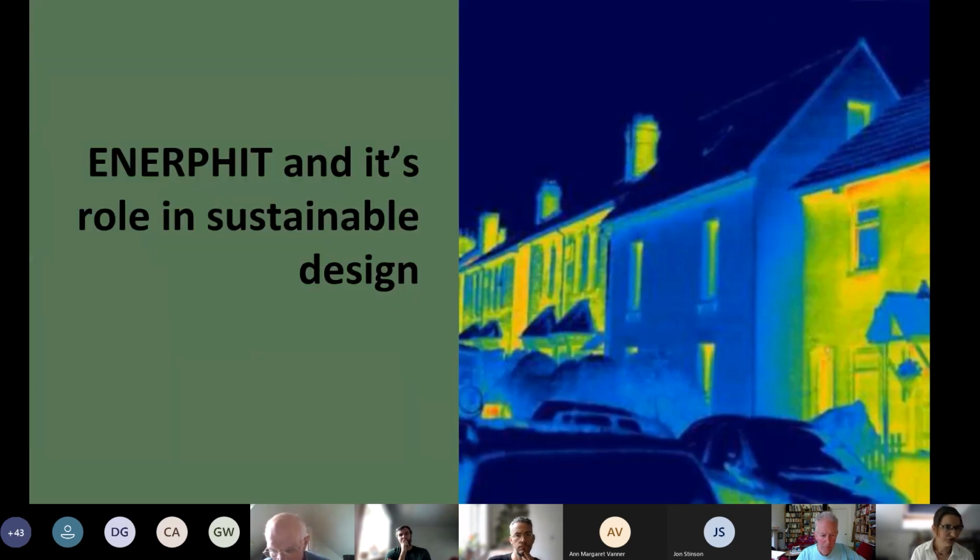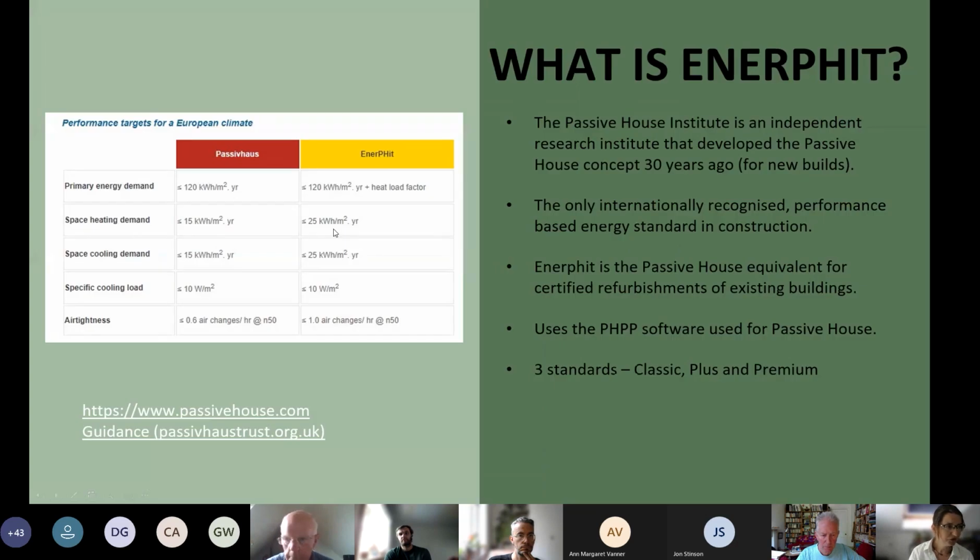So John's asked me to introduce Enerphit. I'm just going to go through the basic principles and have a wee look at its role in sustainable design and retrofit, obviously. So what is Enerphit? I presume most people will be aware of the Passive House concept. The Passive House Institute is an independent research institute. It's also been around for 30 years. So this is not a new concept.